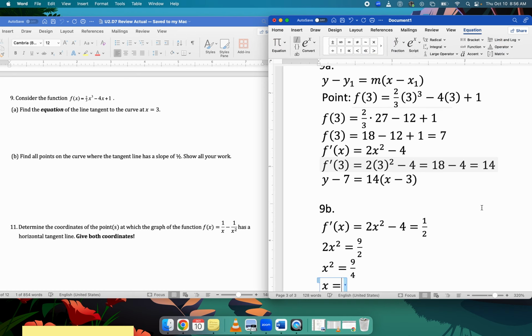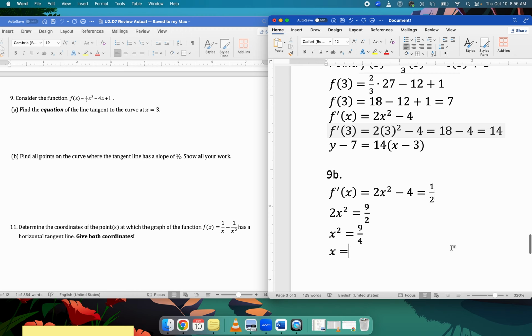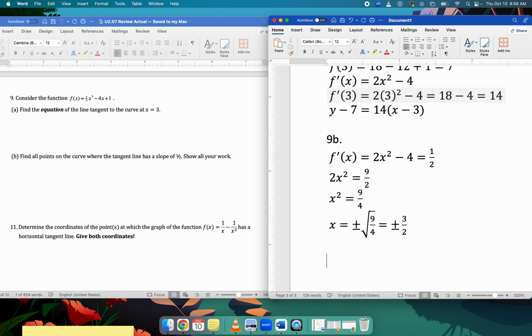Take the square root, I get x is equal to, do not forget your plus or minus. You will lose points if you forget about that. Square root of 9 over 4. Taking the square root of a fraction just means taking the square root of the top and the bottom, so that's plus or minus 3 over 2. Okay? If you wanted to find the y-coordinates of these points, you could plug them into the original function, but I don't really feel like doing that because fractions. Yeah. And I don't think I need to.